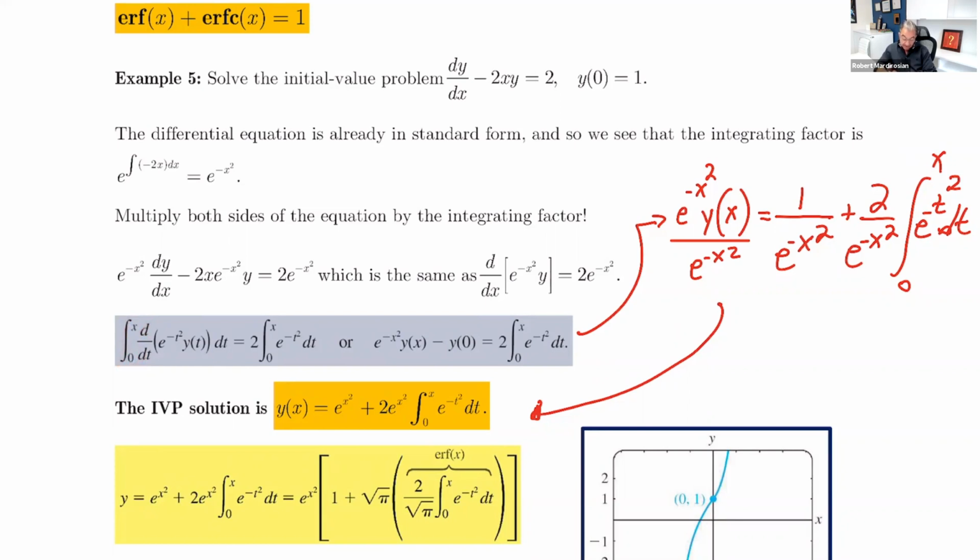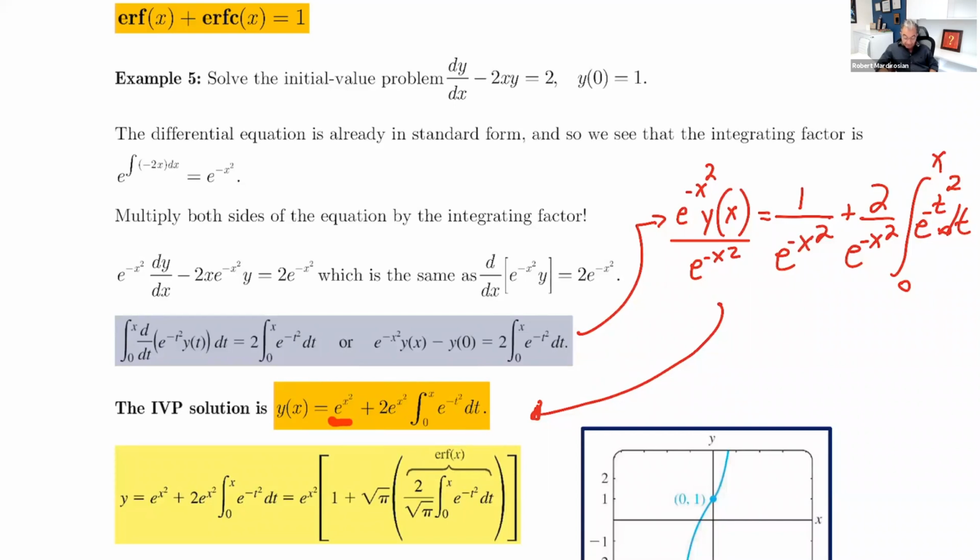And then you can use the initial value here. Well, you can divide both sides by e to the negative x squared and isolate y. And actually, you can use the initial value because we know y of 0 is 1. So basically, you can substitute that 1 and divide everything by e to the negative x squared. And if you do that, you're going to get this solution.